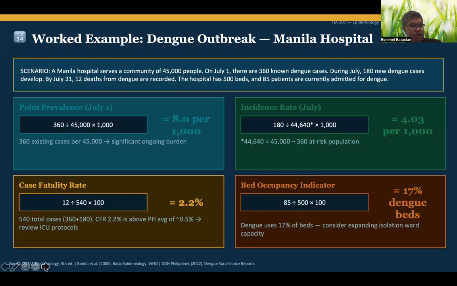Now let's look at an example, a scenario of a dengue outbreak in Manila. A Manila hospital serves a community of 45,000 people. On the 1st of July, there are 360 known dengue cases. During July, 180 new dengue cases developed. By the end of the month, 12 deaths from dengue were recorded. The hospital has 500 beds and 85 patients are currently admitted for dengue. Now, we calculate the four answers.